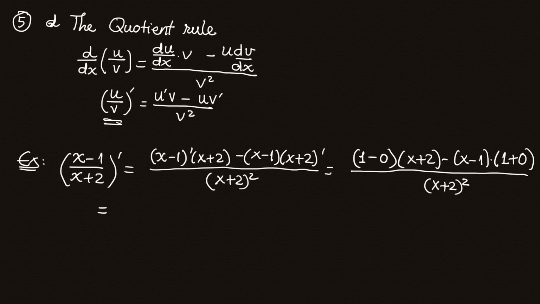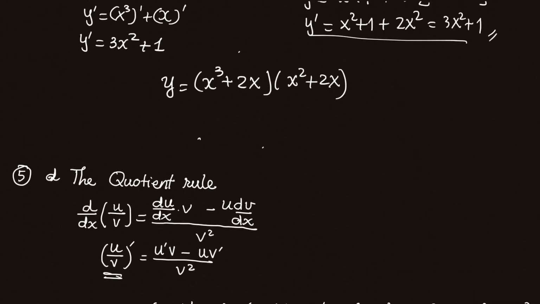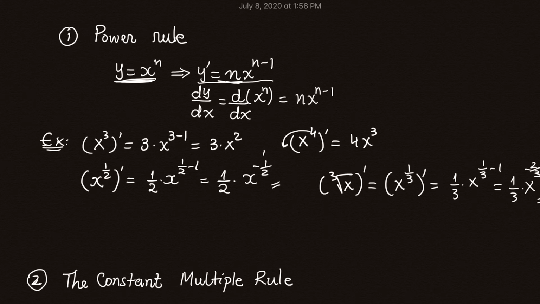Then I have x plus 2 minus x minus 1, divided by x plus 2 squared. Then I have x plus 2 minus x plus 1 over x plus 2 squared. Then you have 3 over x plus 2 squared. Just like that. So that's how you actually do the derivative with the quotient rule. You just have to remember all of these rules that we studied, and you just place all of them together, and then you're going to be a pro in derivatives.